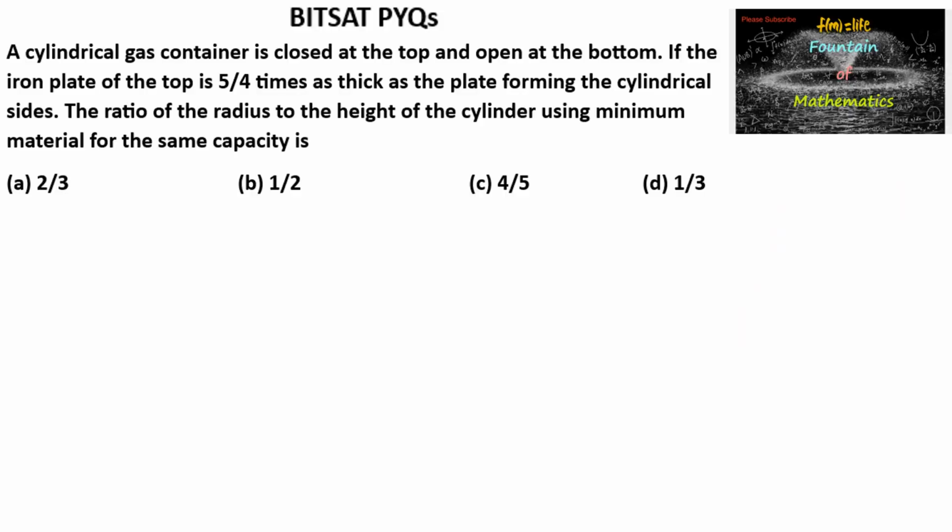A cylindrical gas container is closed at the top and open at the bottom. So let us consider a cylindrical container which is closed at the top and open at the bottom. And also, the iron plate of the top is 5 by 4 times as thick as the plate forming the cylindrical sides.